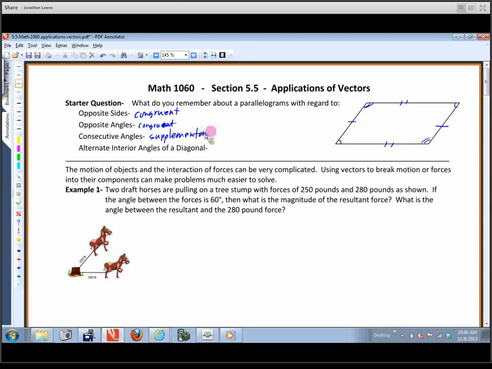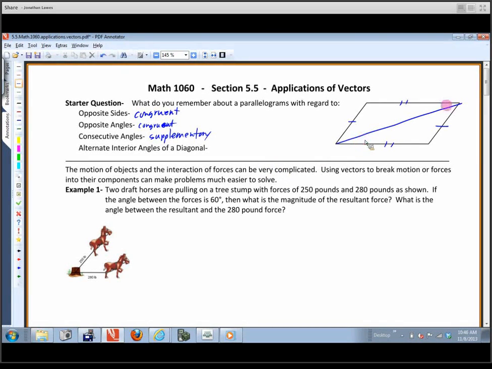Supplementary. All right. And then in order to do this next one, I'm going to need to draw in a diagonal. So let me go ahead and do that. I'm going to draw this diagonal in right here, from that corner to that corner. And we're talking alternate interior angles of a diagonal. So I've got this parallel side on the top and this parallel side on the top. I've got this line cutting across the two of them. We call that a transversal.